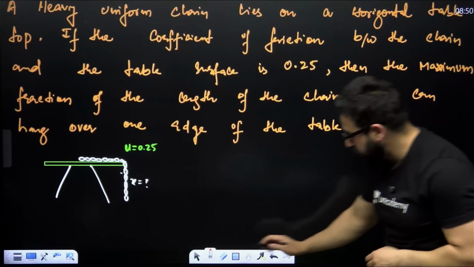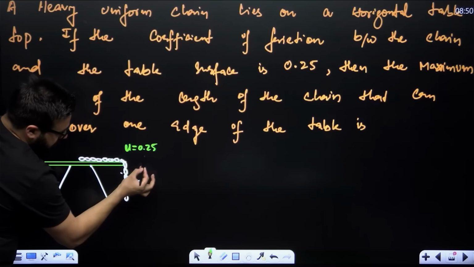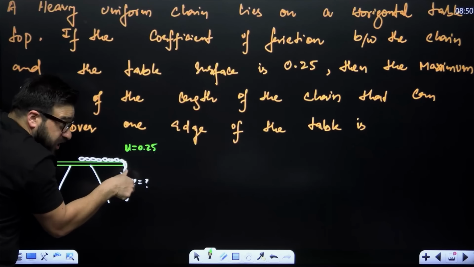Take a look. Now boys and girls, there is a chain. It is hanging over here. Mu is given as 0.5. It asks what is the maximum portion of the chain which can hang.